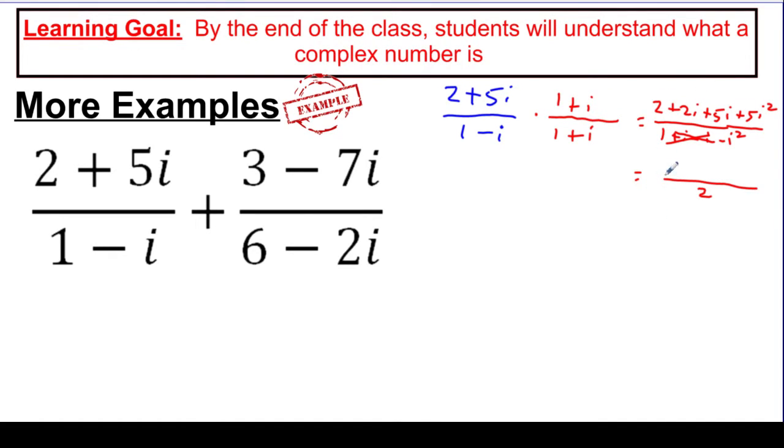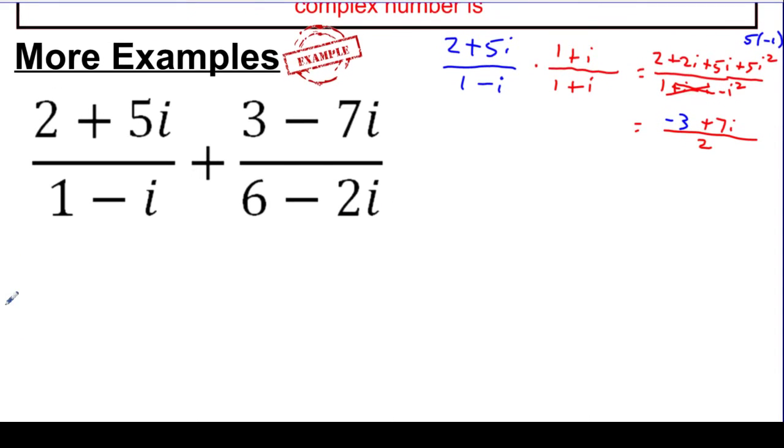Let's put these together. 2i plus 5i is 7i. And I need to look at this and say, 5i squared is really the same as 5 times -1. So this is really saying 2 minus 5, so -3 is going to go in this spot. My first fraction in its rationalized simplified form is -3 plus 7i over 2. That's the first one.